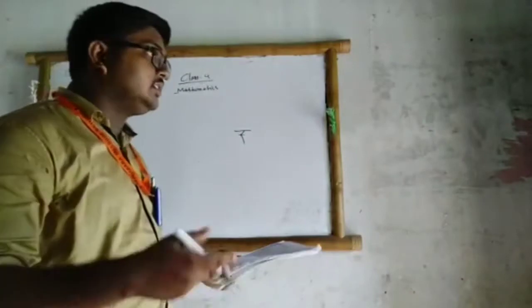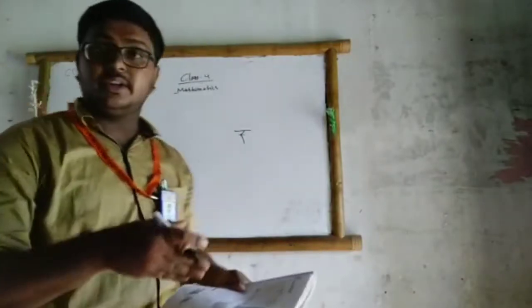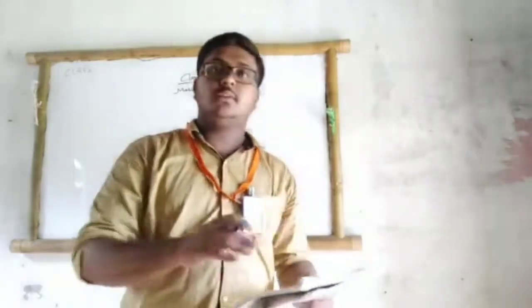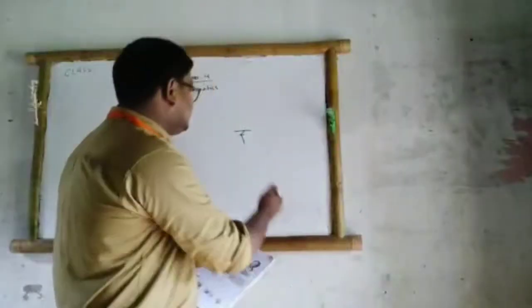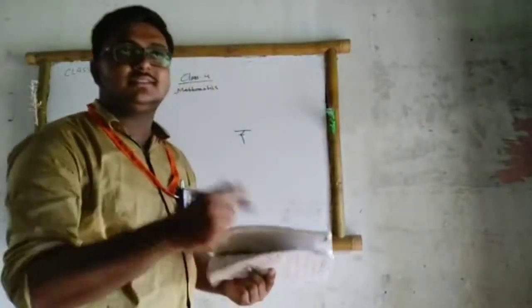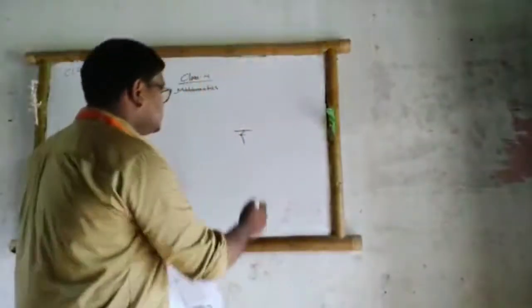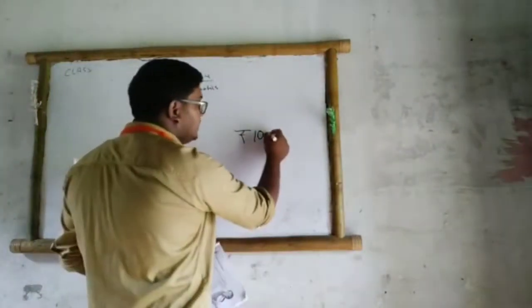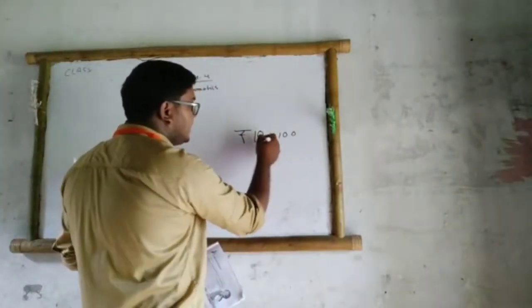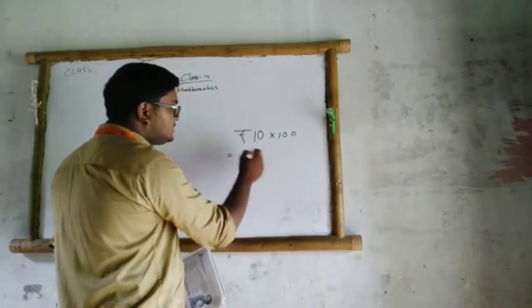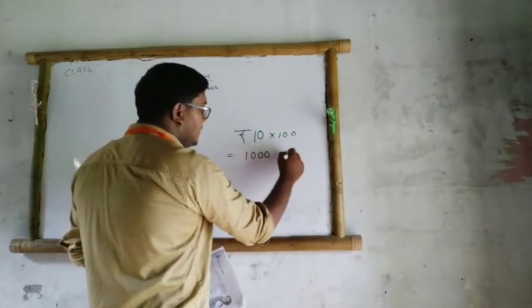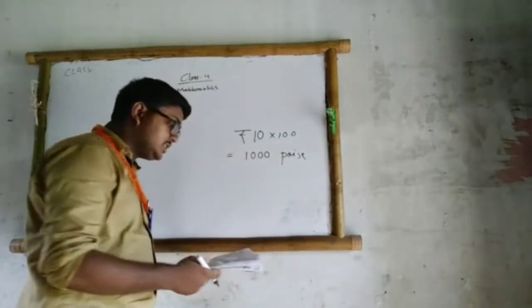When you like to convert rupees to paisa, you have to multiply these rupees numbers by 100. If you want to convert rupees 10 into paisa, then you have to multiply 100 with this 10. So what will be the answer? 1000 paisa.